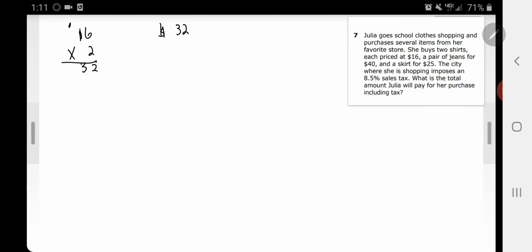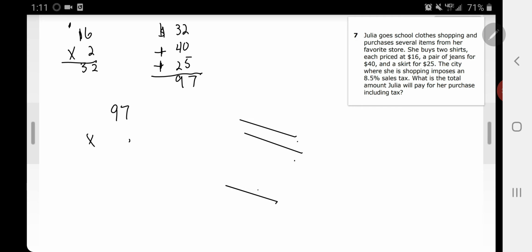Then she buys just 1 pair of jeans for $40, so she's going to add $40 to her subtotal. And then she buys a skirt, just one of them, for $25. And that's all that she buys. So we'll add up that and we'll get her subtotal. 2 plus 5 is 7. 3 plus 4 is 7, plus 2 is 9. So $97 is her subtotal. Well, now, let's find out how much tax she has to pay. So we'll take 97 times her sales tax rate, which is 0.085, or, once again, 8.5%.